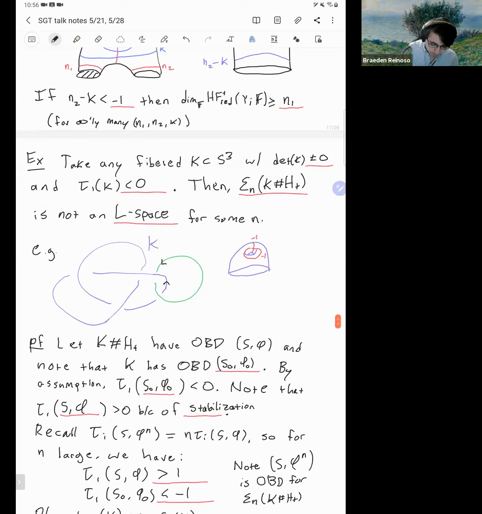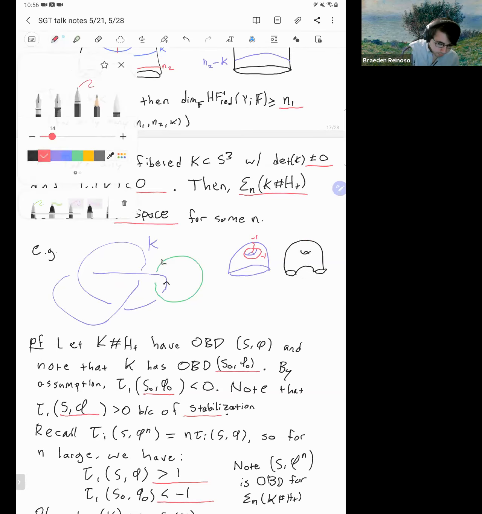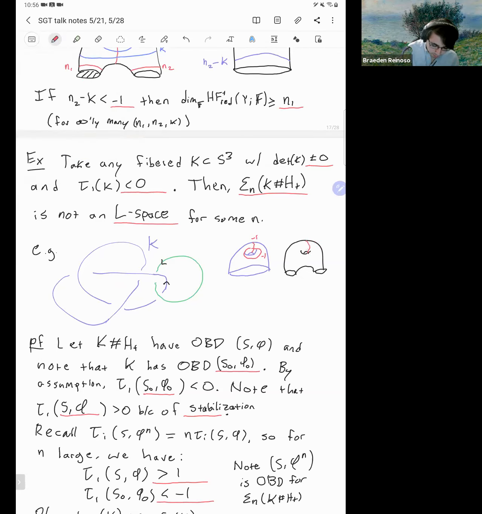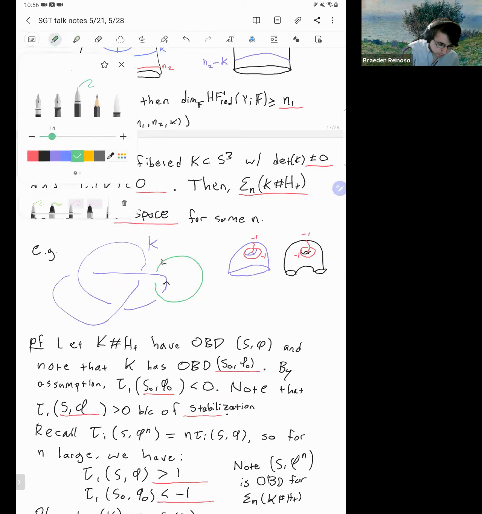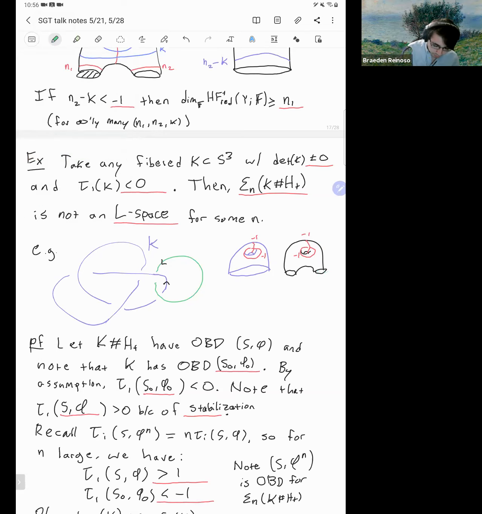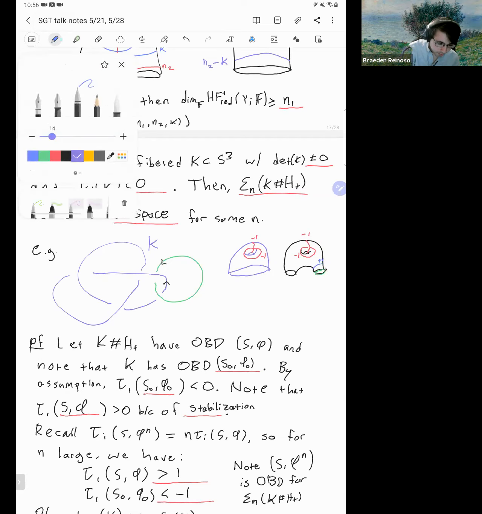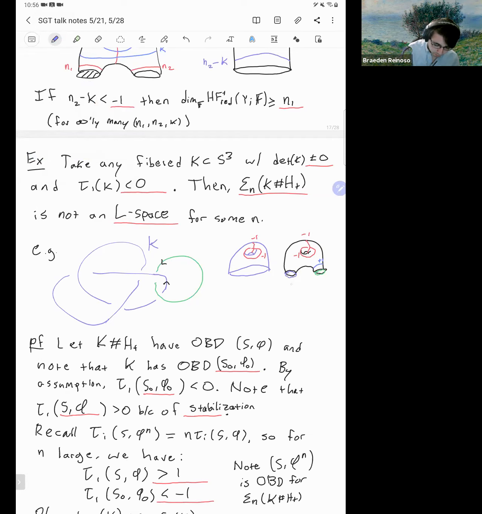And when you connect sum with the Hopf link, what you're doing is you have an open book decomposition that looks like this, where you still do -1 Dehn twists along both of these curves. But now, say this is your little Hopf link component here, you're going to be doing a +1 Dehn twist along this curve. And this is supposed to be your K in there. Great.